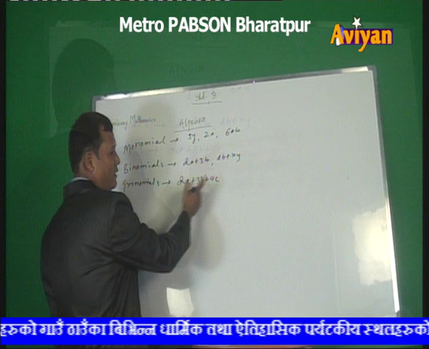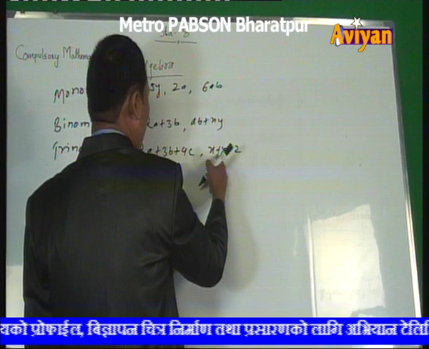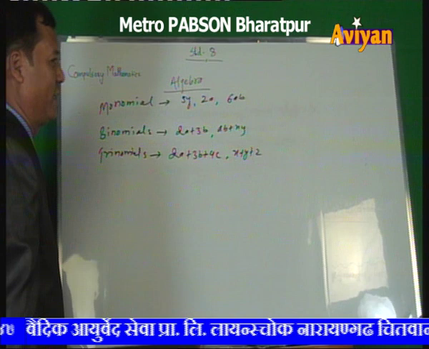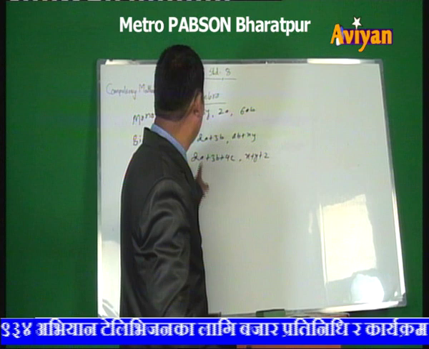x plus y plus 2, or j, like this. 1, 2, 3 terms. How many terms are here? Here are 3 terms. Everybody understand? 1, 2, 3 terms, so it is a trinomial expression. It has 3 terms. Here are 3 terms, so it is a trinomial expression.